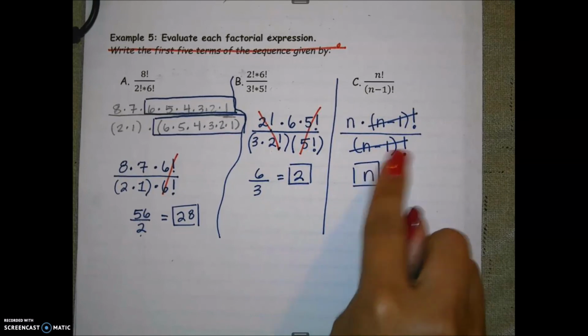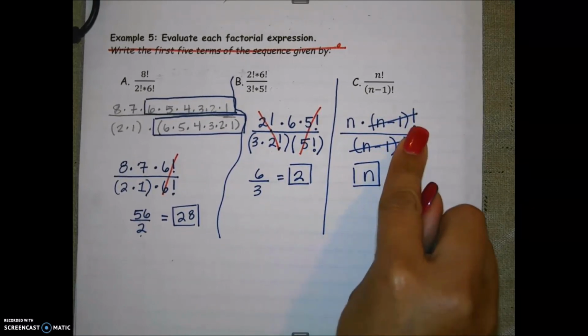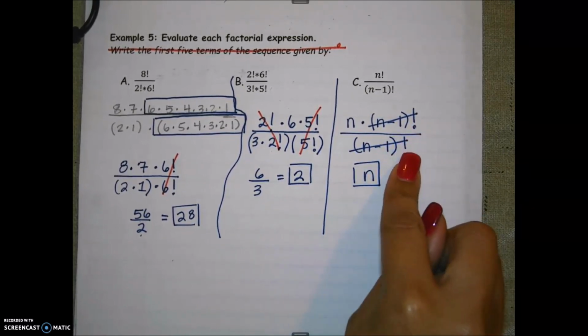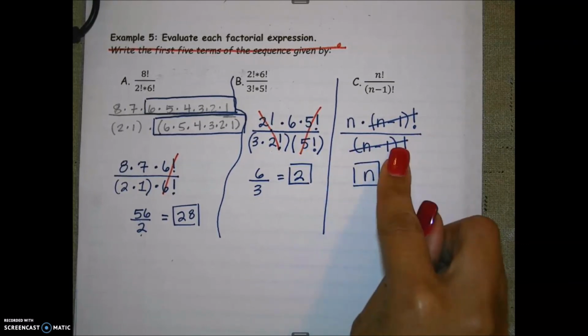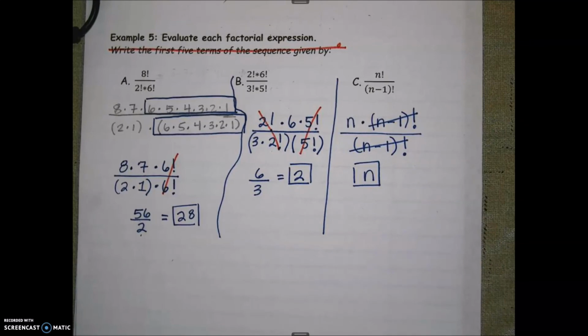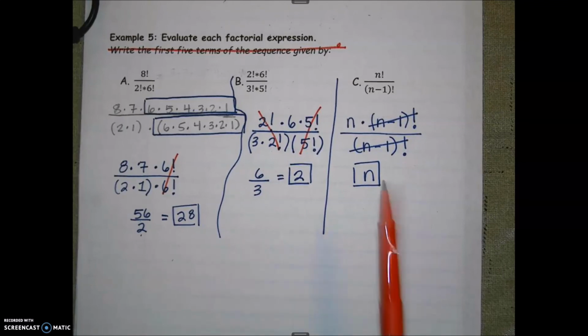Now, why didn't I expand the bottom? Because I got the top to match what was on the bottom, so there was no need to expand the bottom. If I did, it would have been N minus 1 factorial times N minus 1 minus 1 factorial, and it would have kept going and going. My end result would still have been N, no matter what.